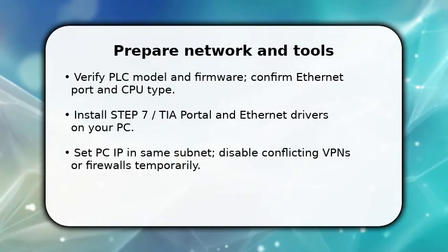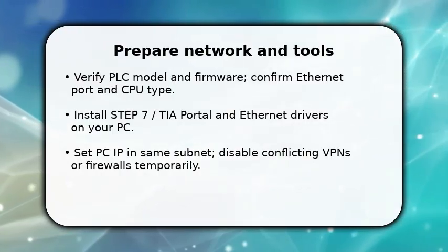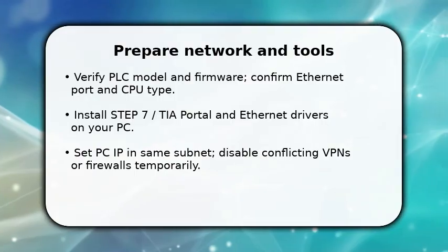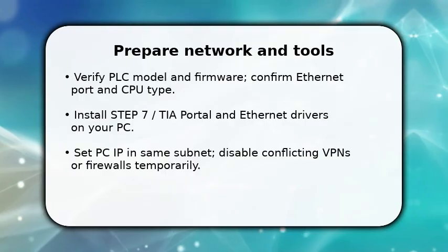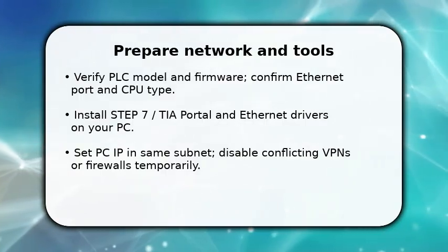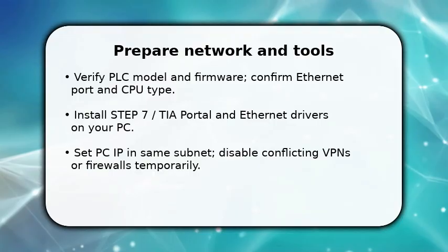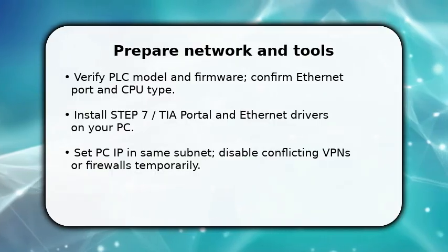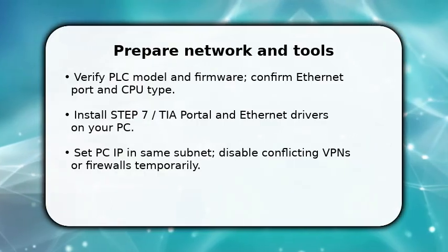You begin by confirming the PLC model and firmware, so you pick the right drivers and settings. Next, install TIA Portal or Step 7 and required Ethernet drivers on your machine. This ensures compatibility. Then, set your PC IP address into the same subnet as the PLC and temporarily disable VPNs or restrictive firewalls, because network isolation blocks discovery.